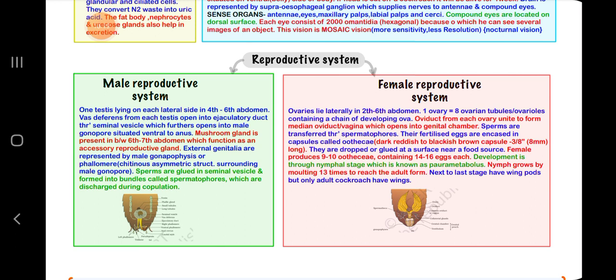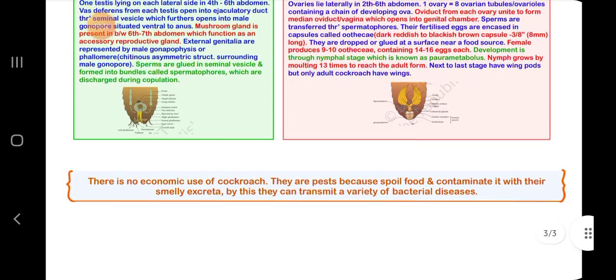Development is through a nymphal stage, which is known as paurometabolous. The nymph grows by molting 13 times to reach the adult form. The next to last stage has wing pads, but only adult cockroaches have wings.